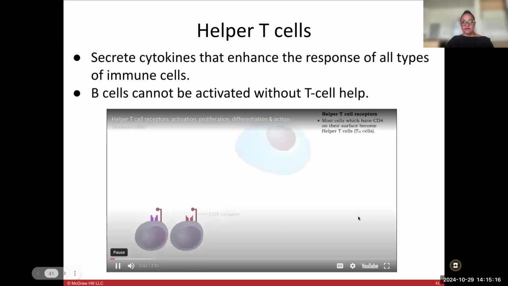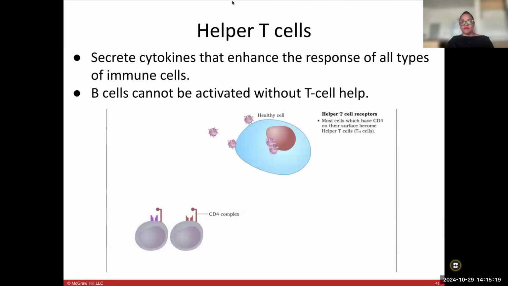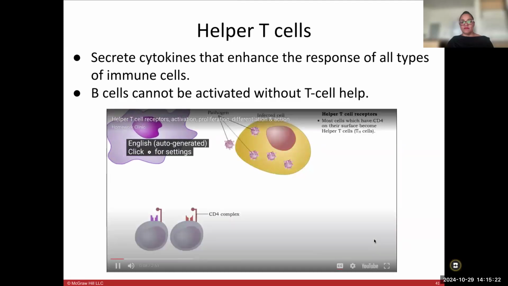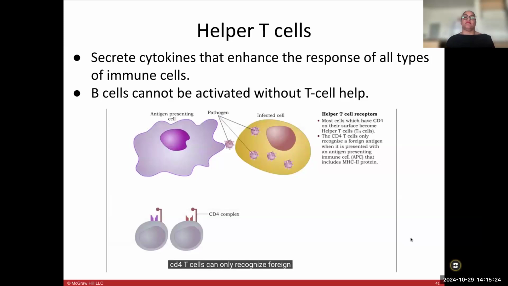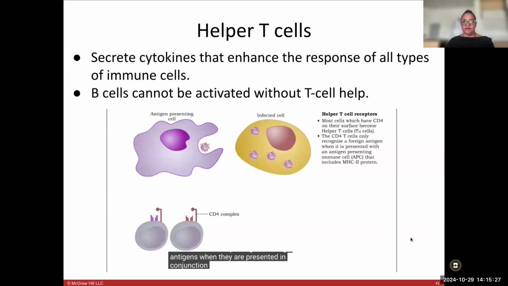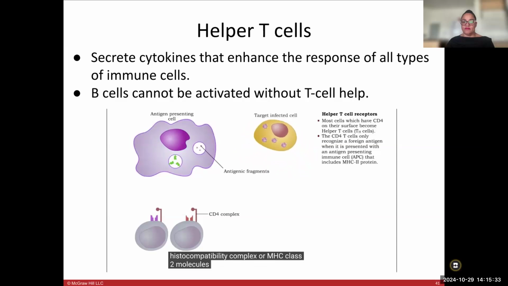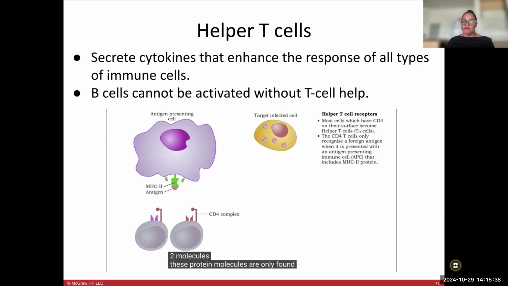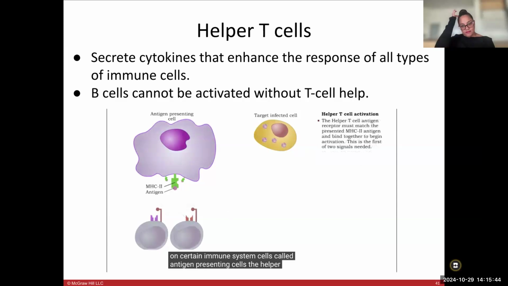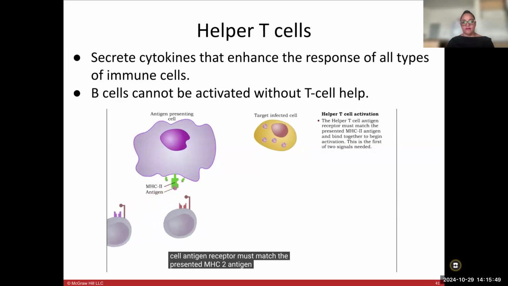Most cells that display CD4 become helper T cells. CD4 T cells can only recognize foreign antigens when they are presented in conjunction with major histocompatibility complex, or MHC class II molecules. These protein molecules are only found on certain immune system cells, called antigen-presenting cells. The helper T cell antigen receptor must match the presented MHC2 antigen. Their binding with one another is the first signal needed to begin activation of the T cell.